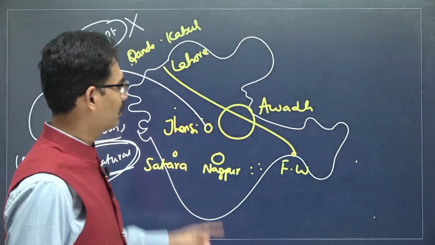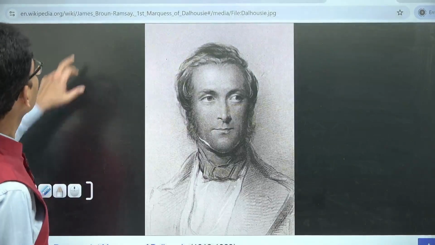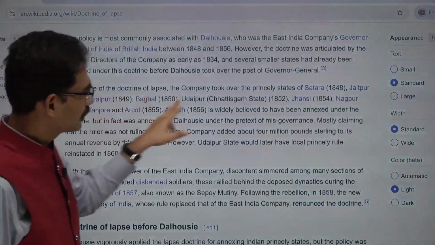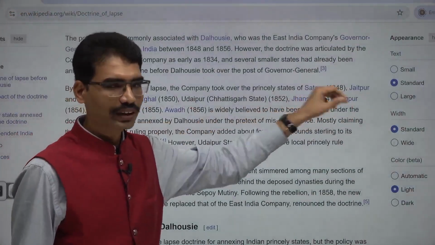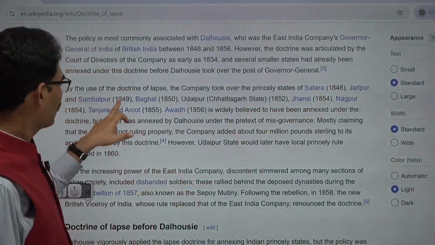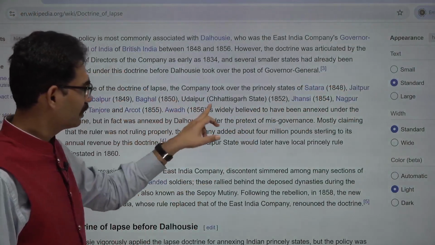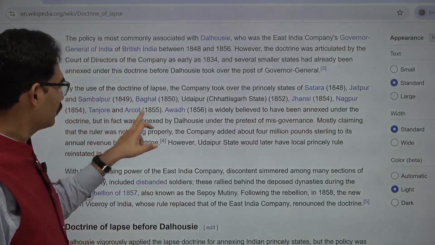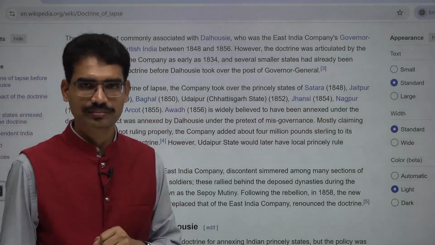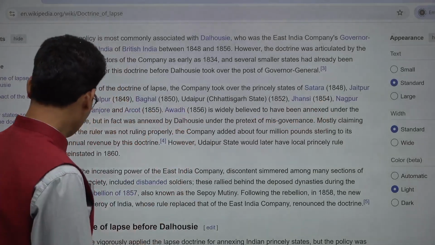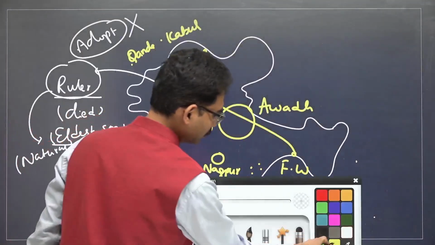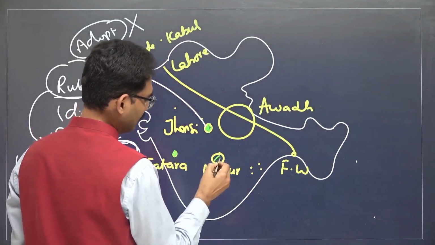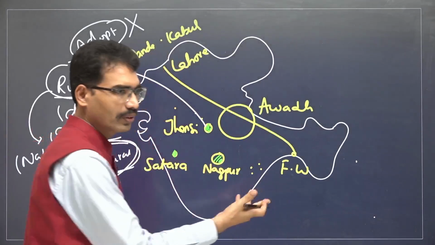This principle he actively utilized in cases like Satara in 1848, Jaitpur and Sambalpur in 1849, Baghat in 1850, Udaipur, Jhansi in 1854, Nagpur in 1854, Tanjore, Arcot, like this. In this way, he used this philosophy in the case of Jhansi, Satara, Nagpur, and Sambalpur in Odisha.